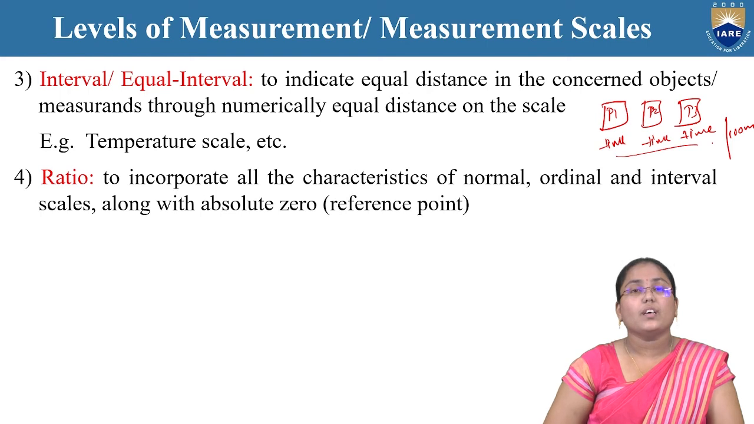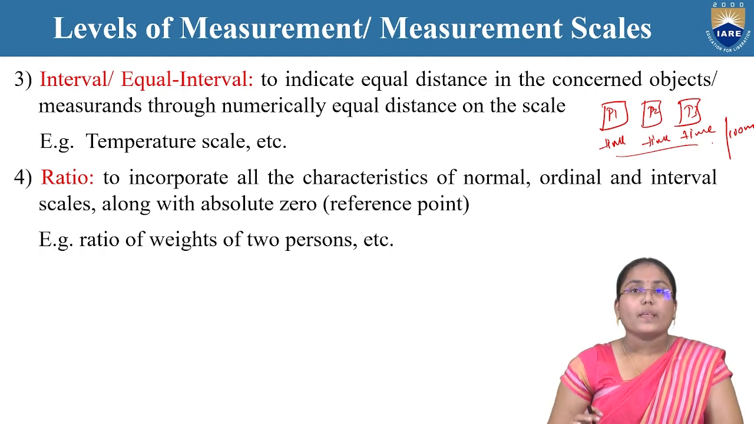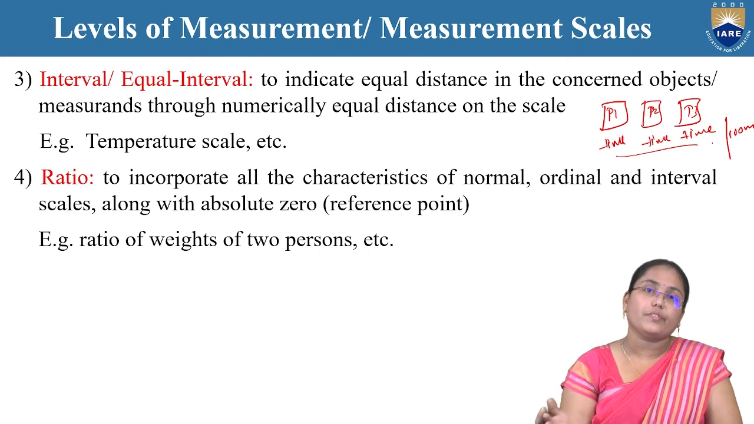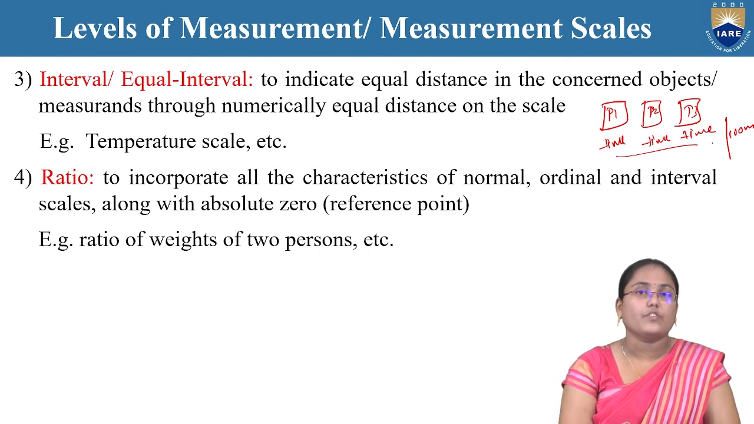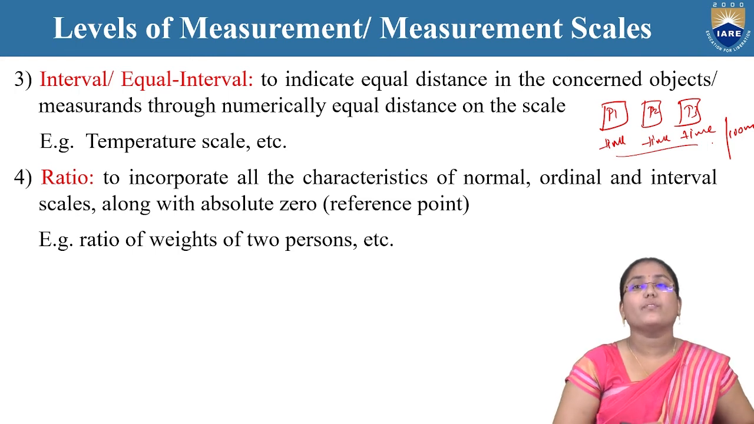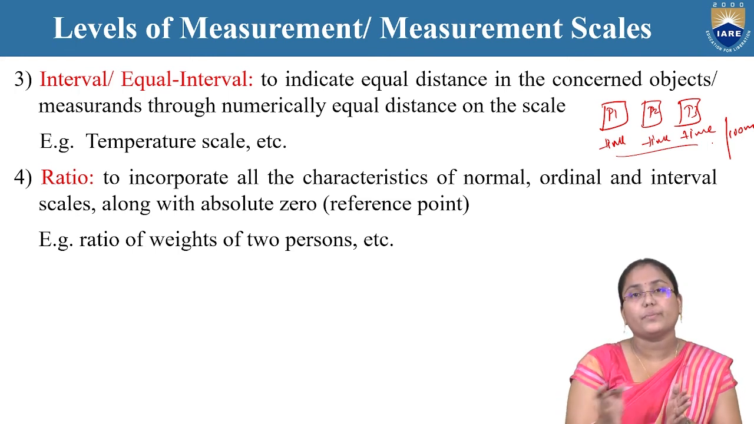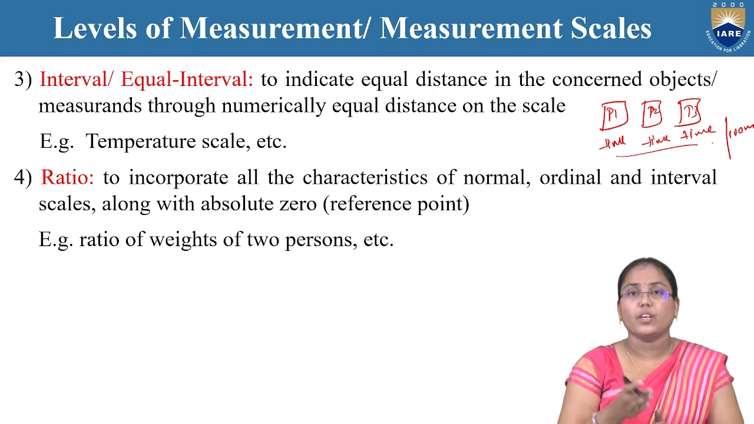And the next type is the ratio scale. That is to incorporate all the characteristics of nominal, ordinal and interval scales along with an absolute zero, that is the reference point. Here, if we take the comparison between two persons, that is the ratio of weights of two persons or the height of two persons, we are making a comparison between the two persons in respect of the ratio.